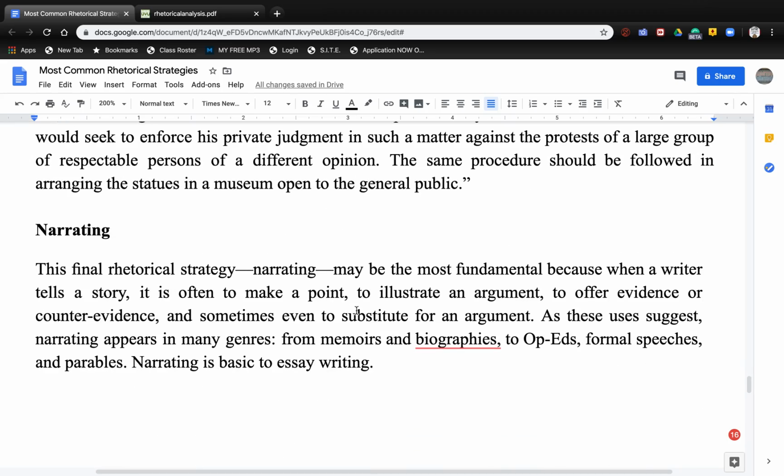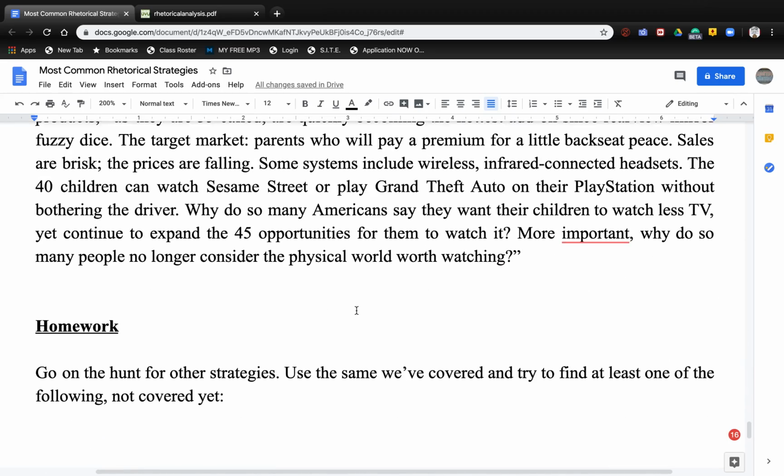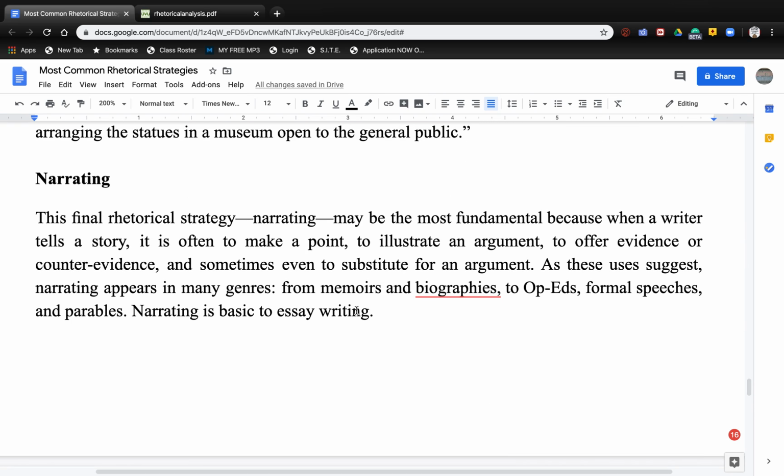All right, here's another one, narrating. And I think we're getting to the end here. Yeah, we're getting to the end. Narrating. Now, the strategy of narrating is fundamental because this is when the writer tells a story.